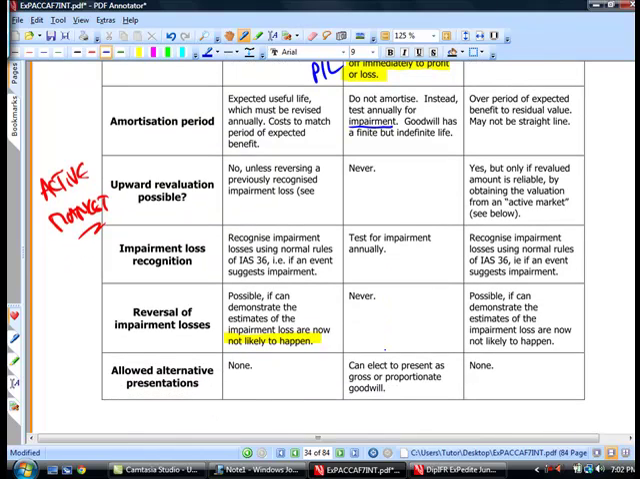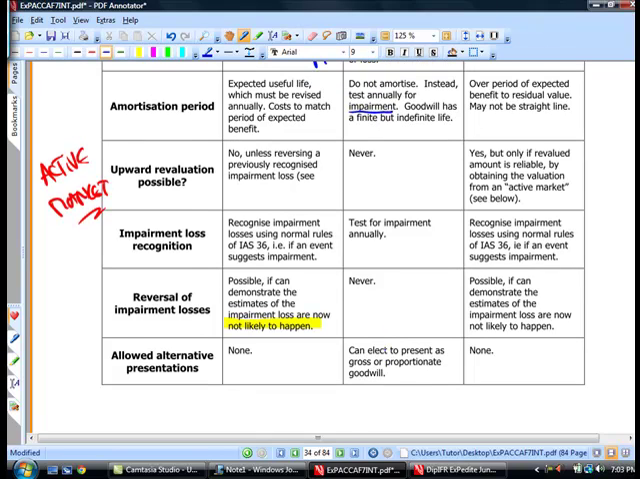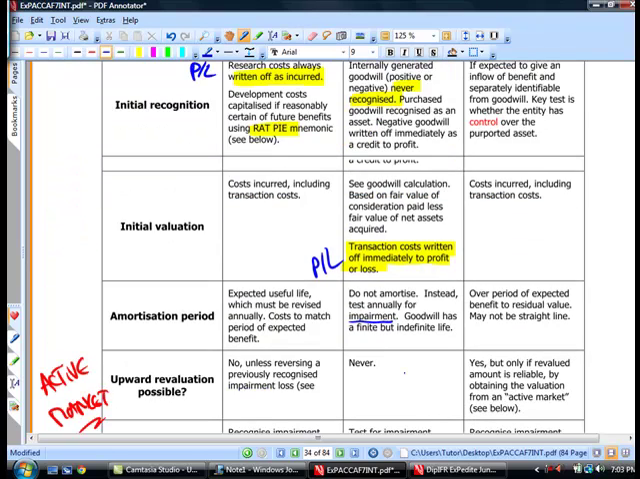Reversal of impairment losses will never be recognized pretty much for the same reasons. If I impair the goodwill on the acquisition of a subsidiary, it will go up in value if and only if it's actually replaced by new and internally generated goodwill. And we are not allowed to show this in the statement of financial position. The method used to show is either gross or proportionate method, and we'll talk about this when we talk about group accounts.